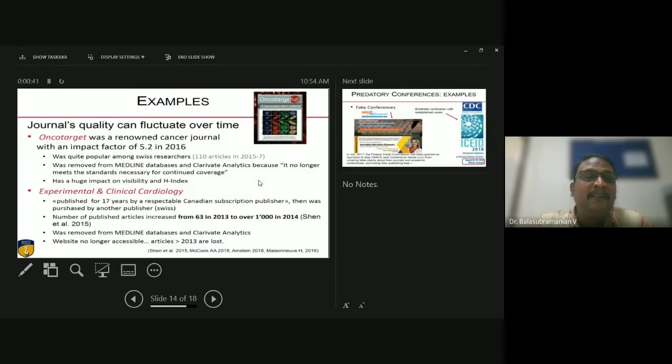Then another example here: Oncotarget, which is a renowned cancer journal having an impact factor of 5.2 in 2016, but they stopped publishing. Still, with the same name, a fake journal was started. One report says that in 2014, 4,200 fake journals were detected, and out of these, more than 2,40,000 articles have been published. This is the data. In 2016, they found that so many journals are fake.